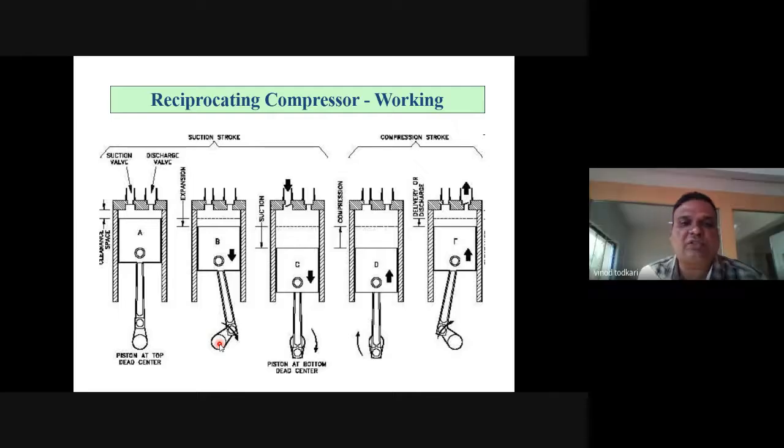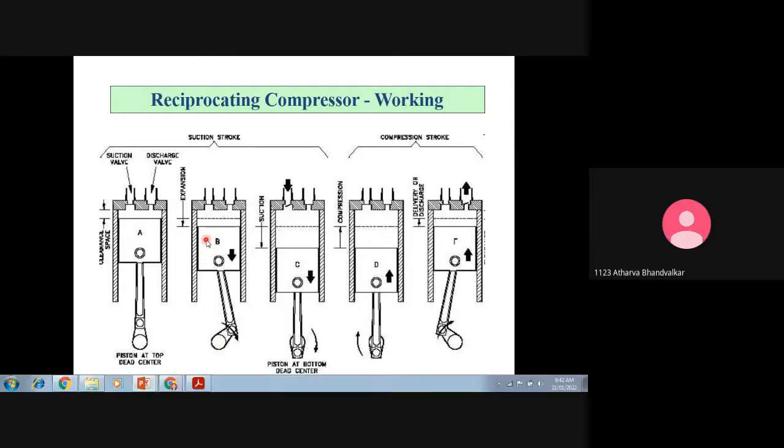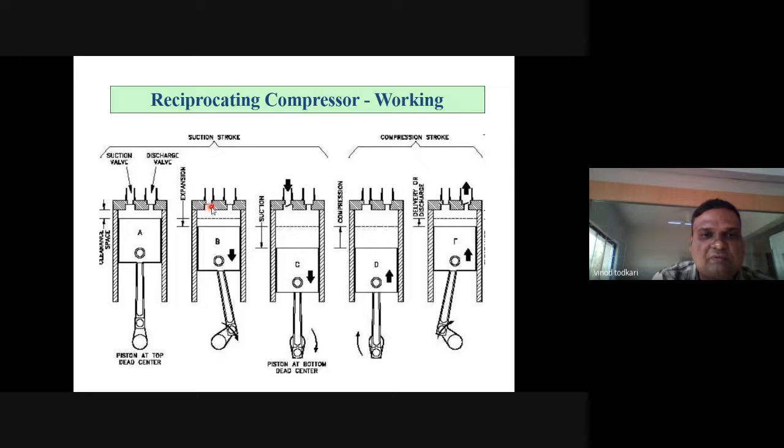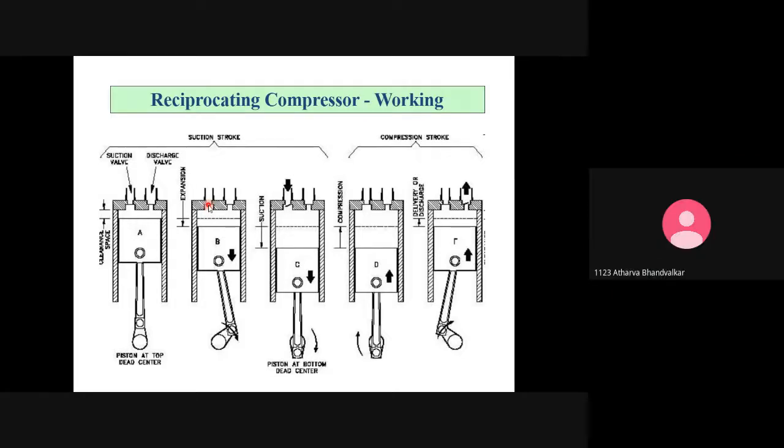It is rotary motion. Which type of motion does a piston perform? Reciprocating motion. Very good. Okay, what is the name of this? Suction valve, inlet valve. Which valve is there?